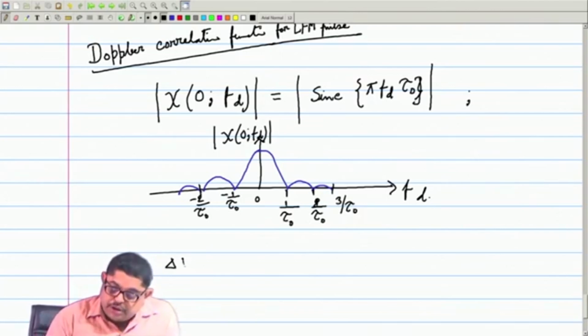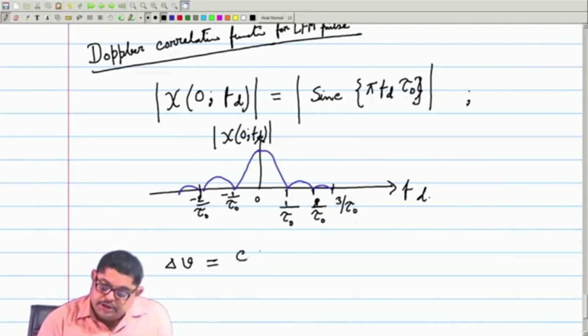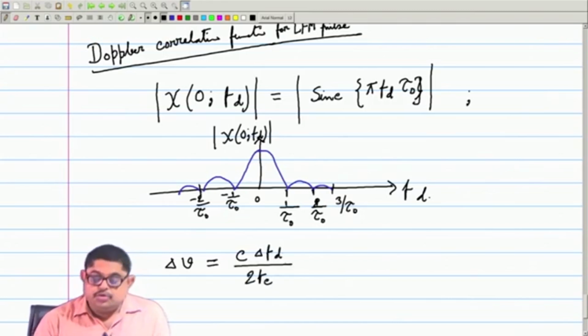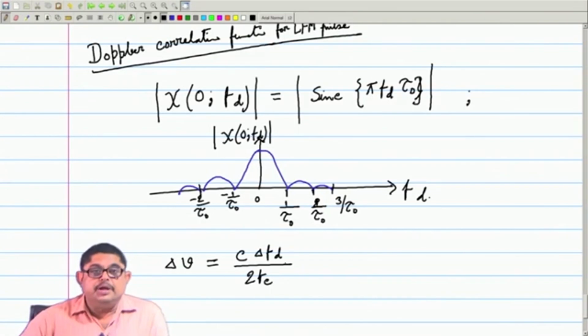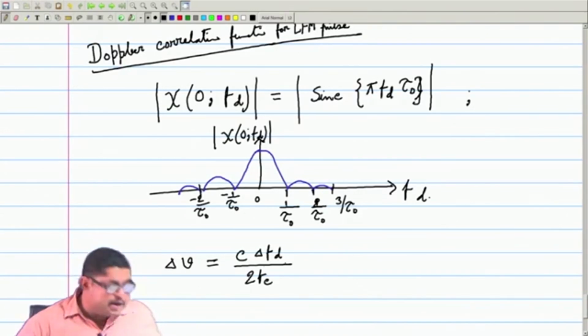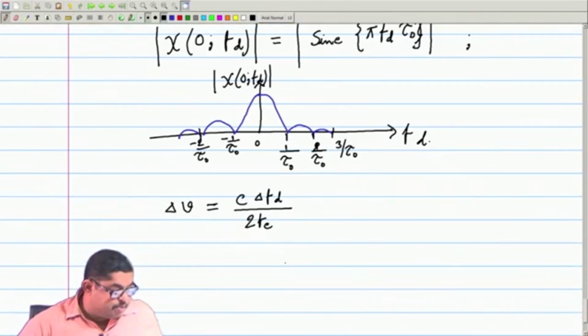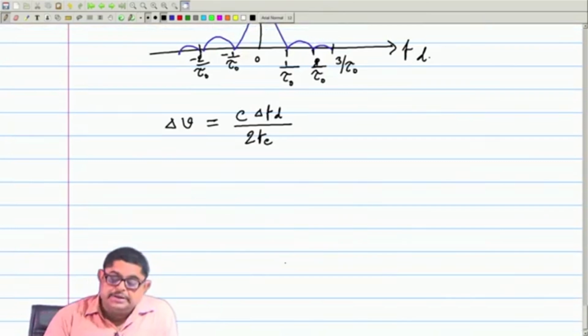And so what is your delta V? That will be, as before, C delta f d by 2 f c. So, here you can say that basically we are not gaining much. Actually, pulse compression is not meant for gaining anything in Doppler, but remember one thing, that any pulse radar does an integration of pulses. So, with coherent integration of n pulses, this Doppler correlation.